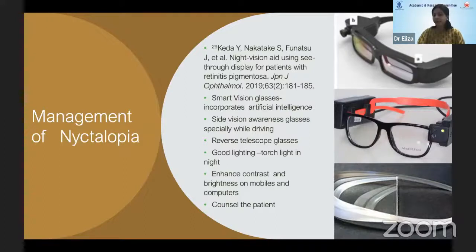Then we have multiple other LVAs like reverse telescopes and side vision awareness glasses, which increase your visual field, because most of these patients have constricted fields associated with nyctalopia. Again, having good lighting conditions, and counseling them to enhance contrast and brightness, especially on their mobiles and computers, is really helpful.